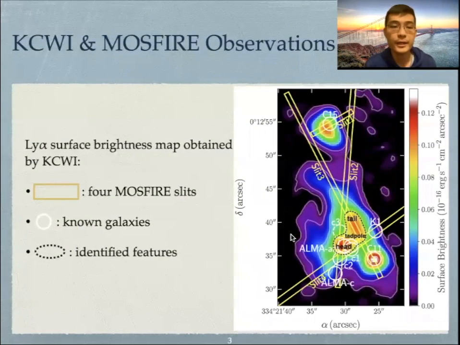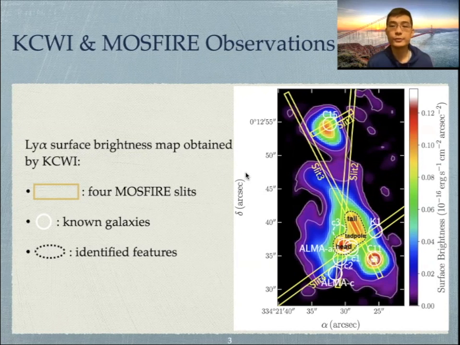In this work, we carried out KCWI and MOSFIRE observations on Lab 1. This plot is the surface brightness distribution of Lab 1 obtained by collapsing the 3D KCWI data cube in the wavelength dimension. We label different features with different symbols.